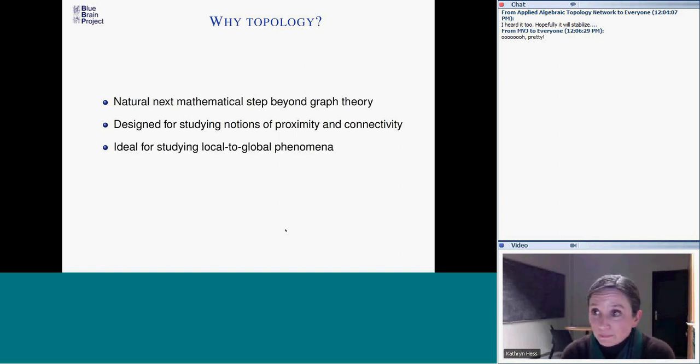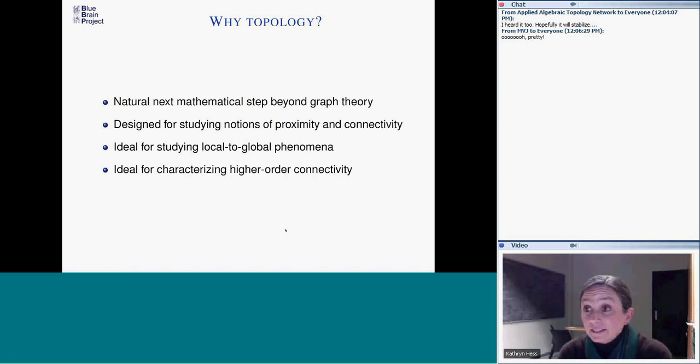Local, a very important thing that topology can do, and that's what this microcircuit is about: taking local properties of the neurons and looking at the emergent global properties of the whole circuit. We're interested in higher order connectivity, not just is neuron A connected to neuron B, but in how many possible ways and going through how many possible other neurons. And topology is really good at telling us things like that too.